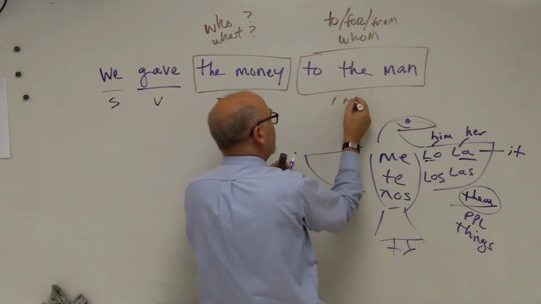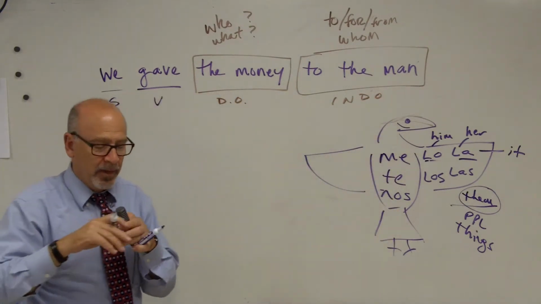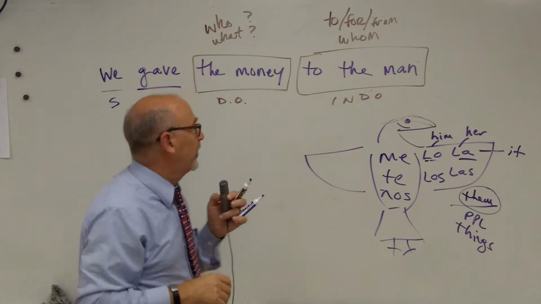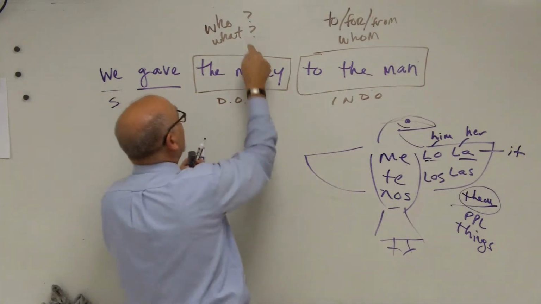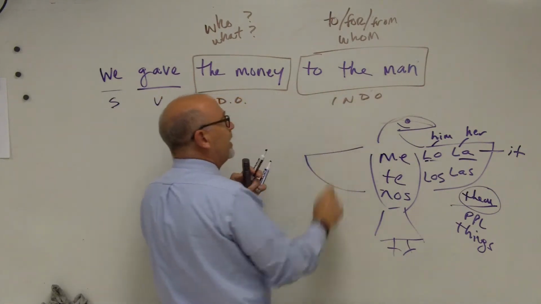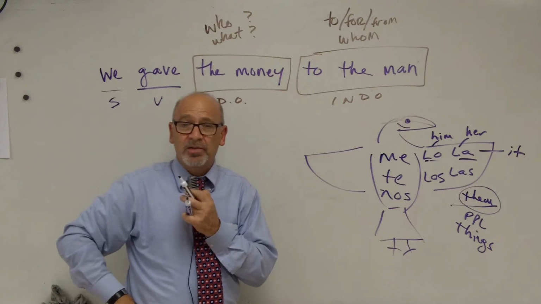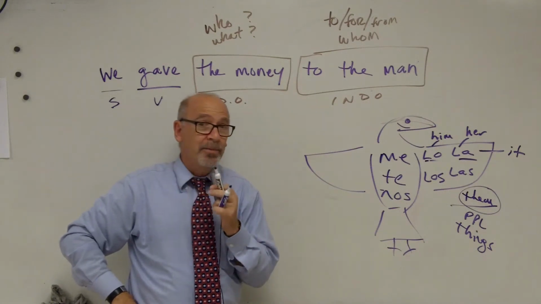Now, this is an indirect object as it is right now. Okay? In its current form. That's what it is. So we gave what? We gave the money. That's a direct object. To the man. An indirect object. I see. All right, well, that makes sense. Okay, now in English. But now what happens in Spanish?